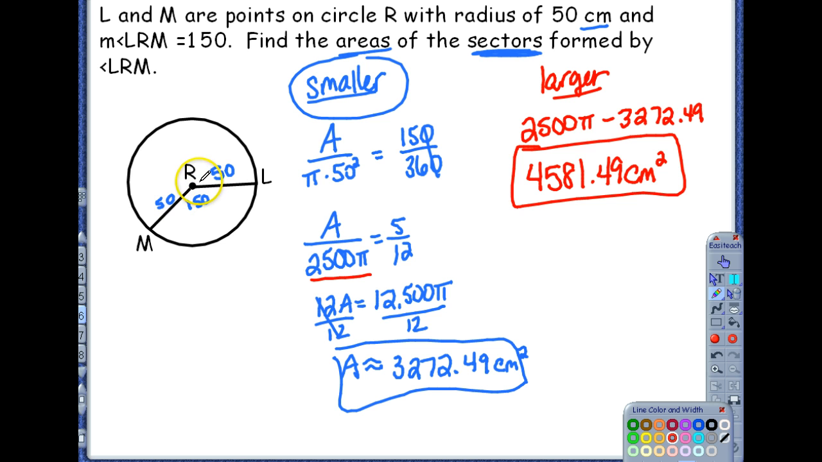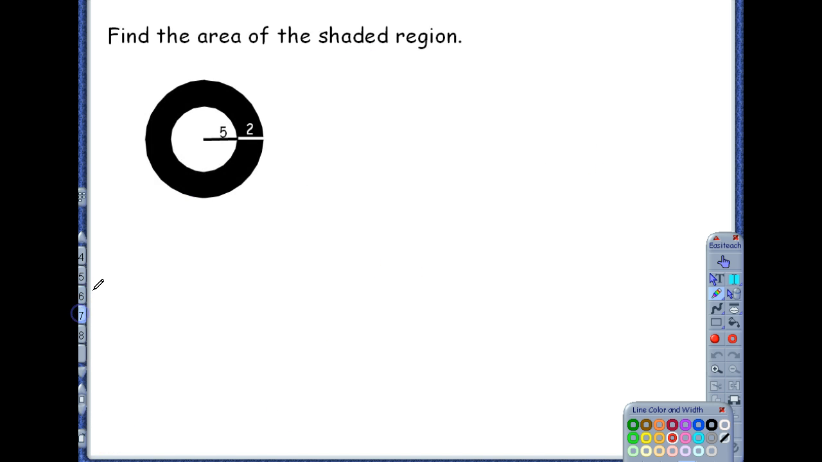Now, again, if you wanted to go through that process and figure out how many degrees would be remaining over here and do the exact same setup, what would be different? The a over 2500 pi would still be the same, but instead of 150 over 360, it would be 210 over 360. So it should still work. The good thing about doing it that way is you could check your work and make sure that these two do add together to give you that 2500 pi. So just a couple approaches.